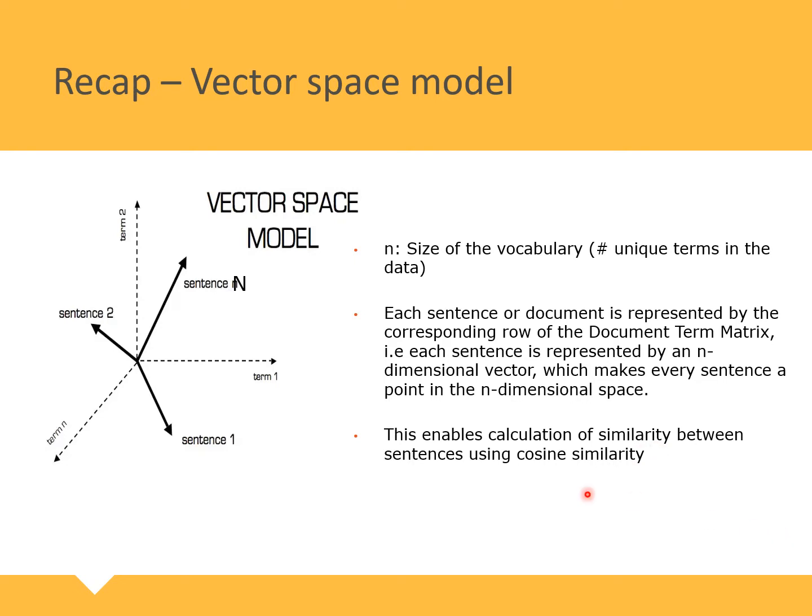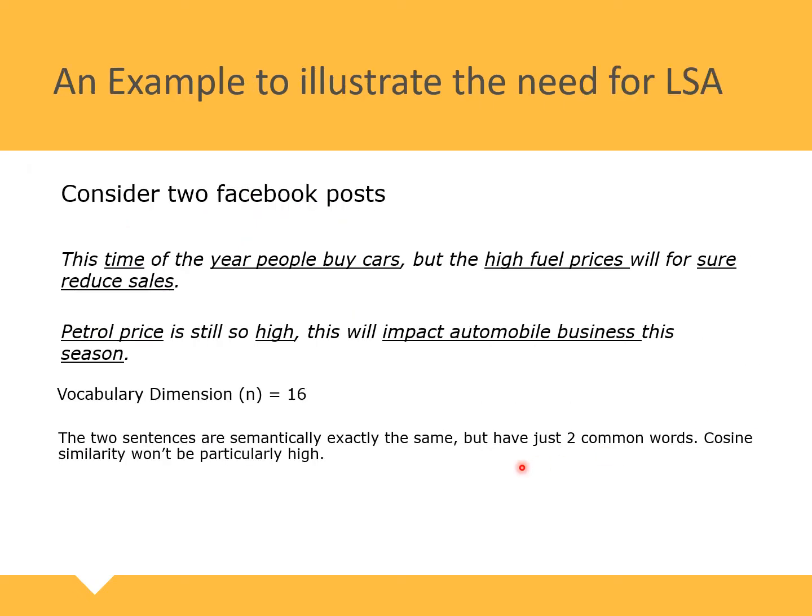This kind of representation also enables us to calculate the similarity between sentences using something called cosine similarity. So that was the vector space model for representing text data. Now, there are certain drawbacks of the vector space model, and it's one of those drawbacks which will motivate us to develop something called latent semantic analysis.